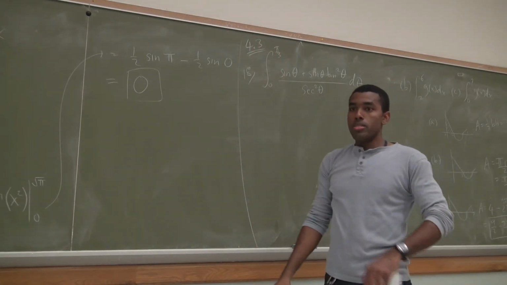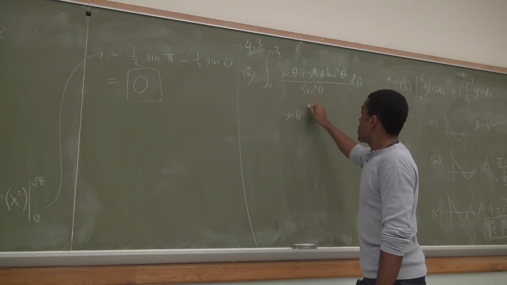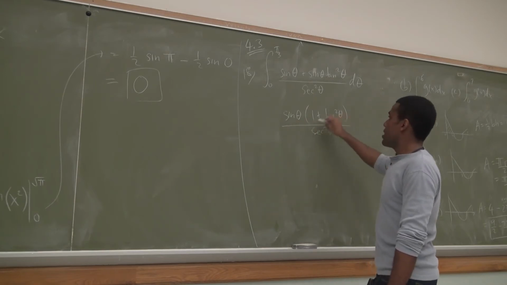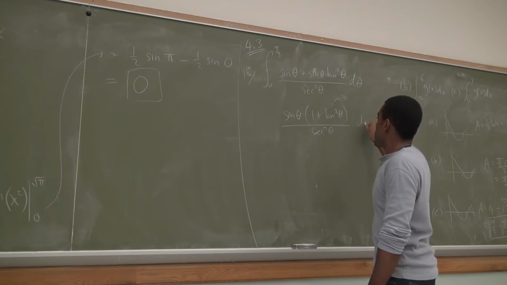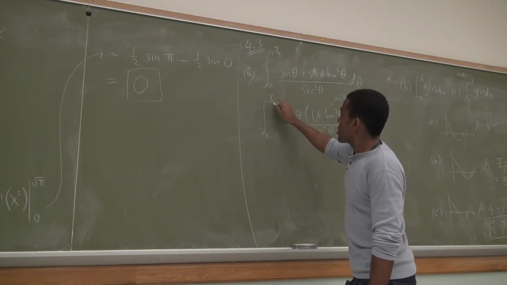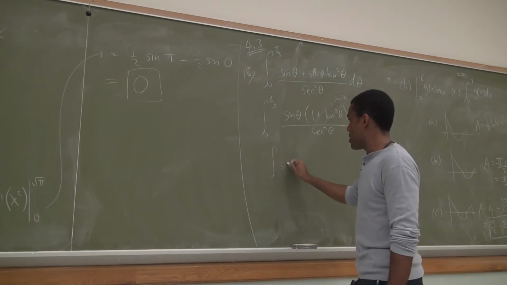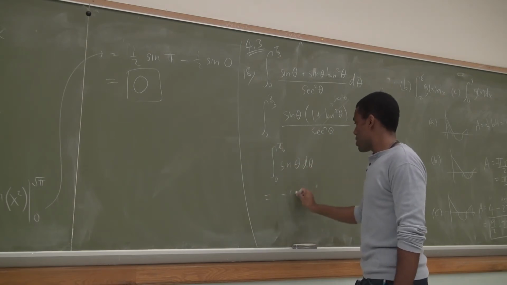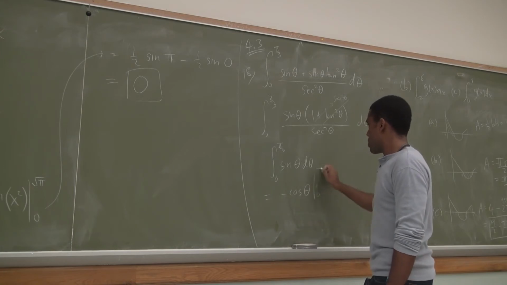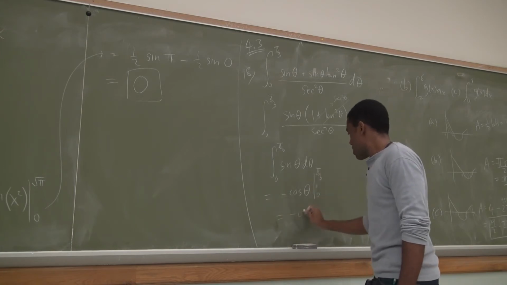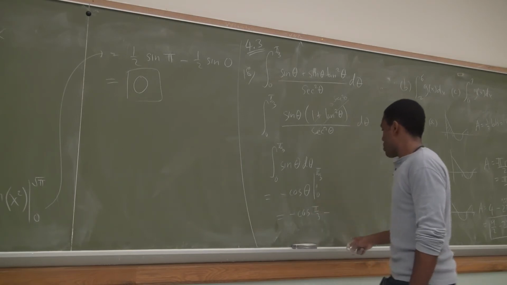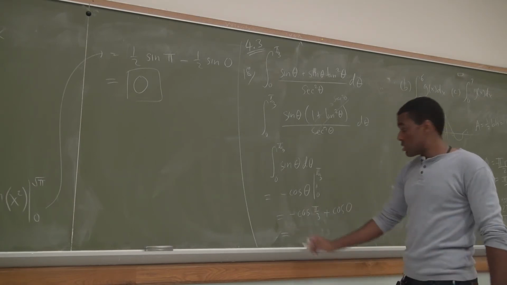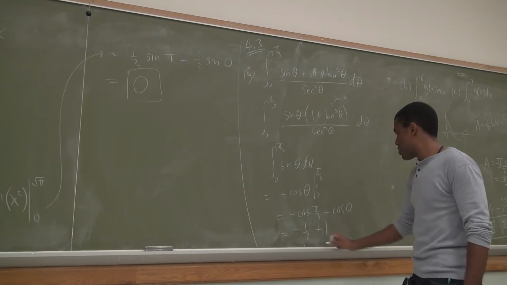That's just the integral of sine. You factor out sine, and you're left with 1 plus tangent squared over secant squared. But 1 plus tangent squared is secant squared. So this just cancels, and really I just end up having the integral of sine. So the integral of that is minus cosine between 0 and pi over 3. So it's minus cosine of pi over 3 minus minus cosine of 0. Cosine of pi over 3 is a half. So minus a half plus 1.